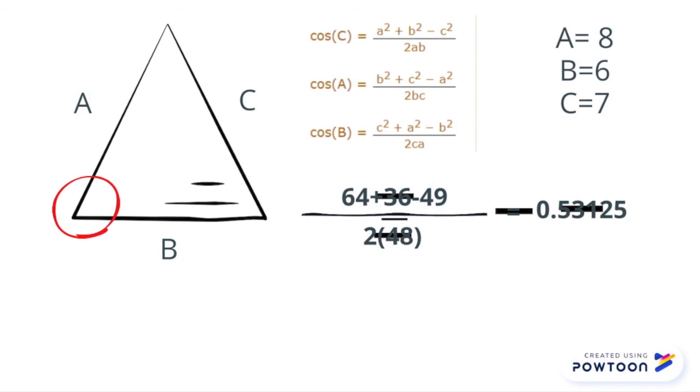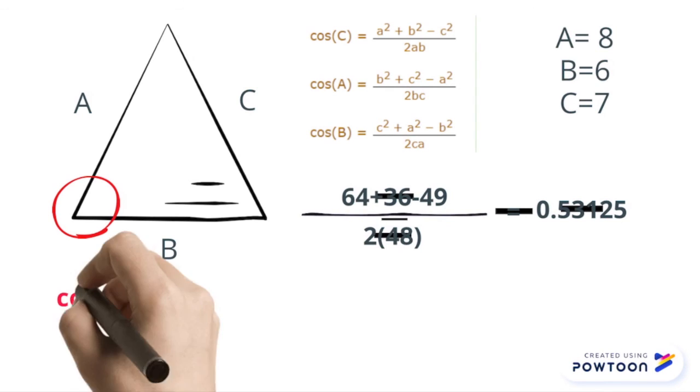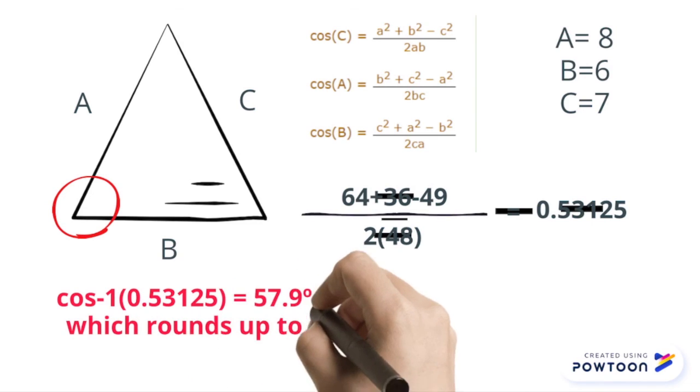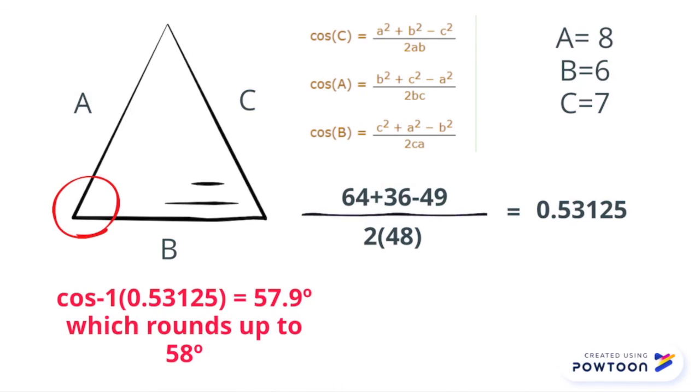Now we want to get the angle C by putting in the calculator cosine to the -1. You do this by clicking the shift button and then the cosine button. The answer will give you 57.9 degrees, which rounds up to 58.